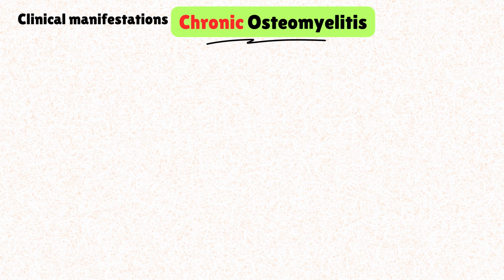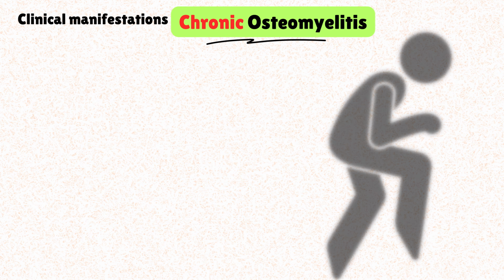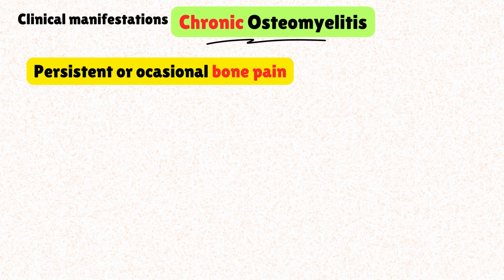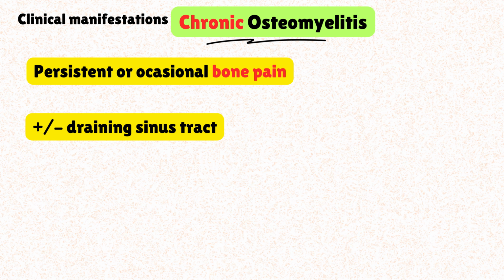Now, chronic osteomyelitis often creeps up slowly. It's the sneaky kind. Patients might just have persistent or on and off bone pain for ages. A classic sign of chronic osteomyelitis is often a draining sinus tract. It'll intermittently ooze pus or bloody fluid. This is essentially the bone crying for help, literally.